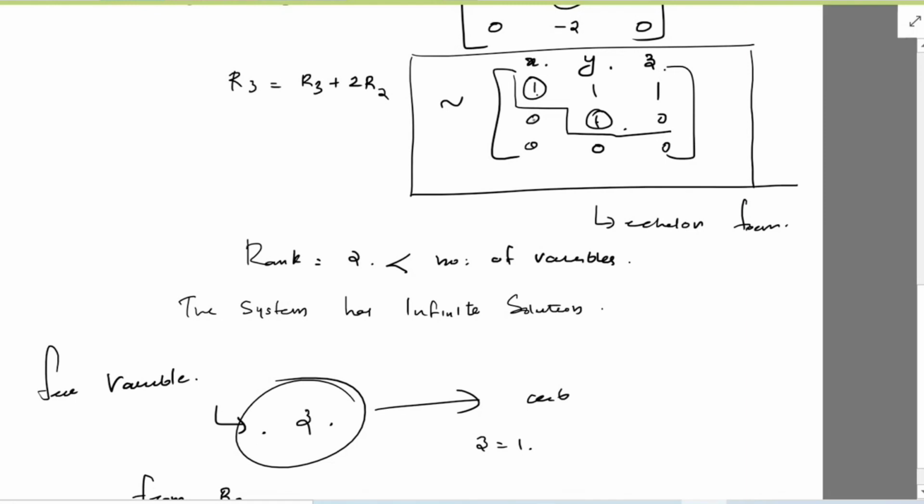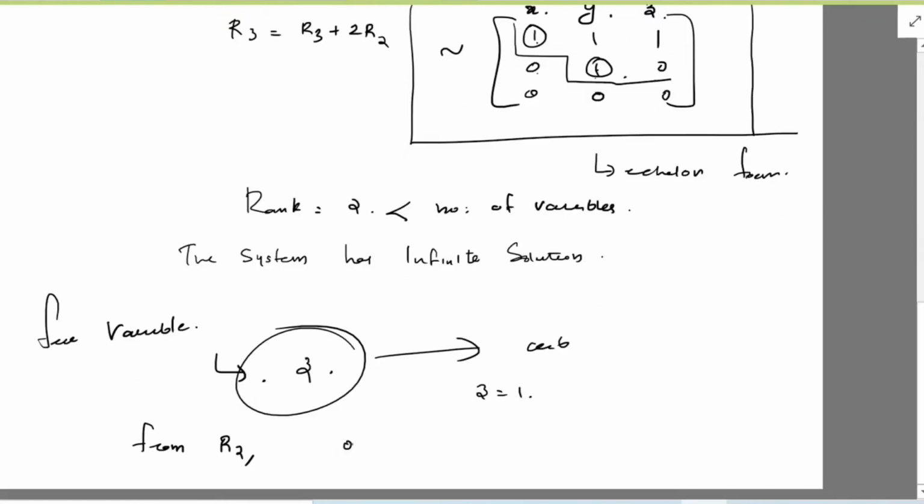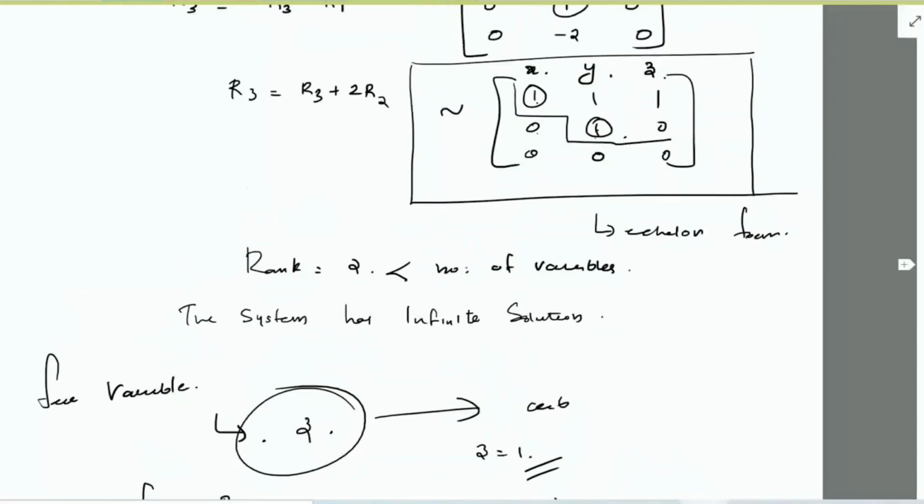The equation corresponding to the second row will be 0x plus 1y plus 0z equal to 0. So 0x plus y plus 0z equal to 0. That is the equation corresponding to the second row. So that means y equal to 0. Okay, we got the value of y. We have given z as an arbitrary value, z equal to 1, and y equal to 0. Then we will move on to the next row. Next row means the preceding row. The preceding row is R1.